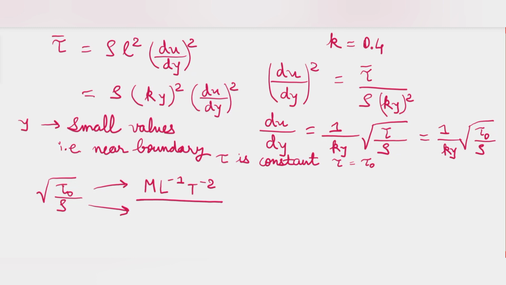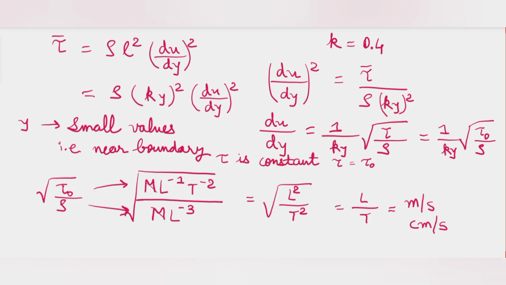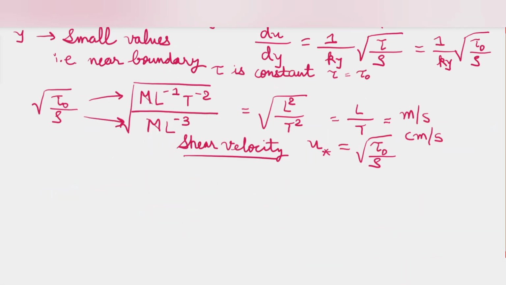Taking this under root, it will be L square upon T square, and the square root of that will be L by T, which is the square root of tau naught by rho, having its unit same as velocity, which is meter per second or centimeter per second. So it was given a name, shear velocity, and denoted by the symbol U star. So we can write du by dy is equal to 1 upon ky into U star, because U star is equal to under root of tau naught by rho, and U star is known as the shear velocity.